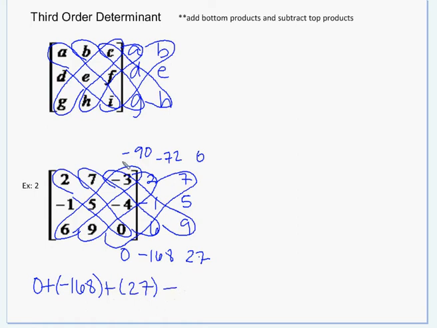Then we're going to subtract the products from the top. So minus a negative 90, minus a negative 72, minus 0. And when you add and subtract all these, your answer should be 21.